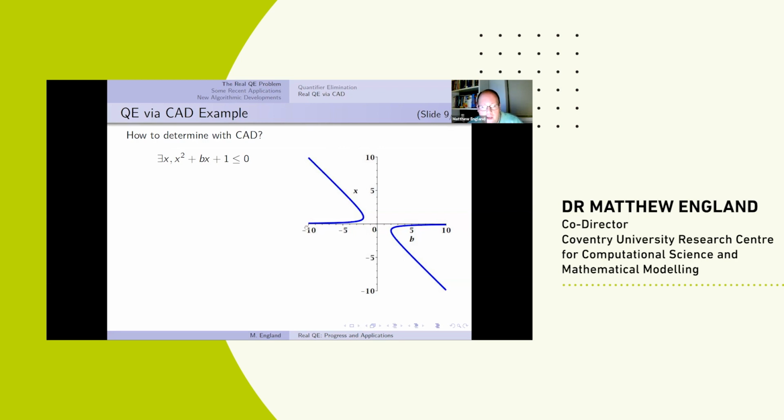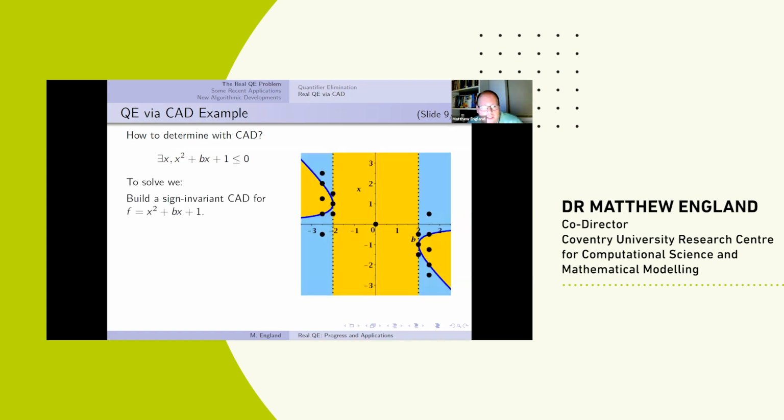So the blue curve that I've graphed is the polynomial x squared plus bx plus 1. So how would I perform this quantifier elimination? Well, I can start by building a sign invariant CAD for the polynomial x squared plus bx plus 1, and that would produce the decomposition that you see in the picture. I should say here the different colors are just to show the different cells. They don't infer any meaning other than that's one cell and that's another cell. The black circles, in case you're wondering what they are, are my choices of numeric sample point for when I study those cells. So that black circle where my mouse is hovering in the yellow region is a representative of the whole yellow region.